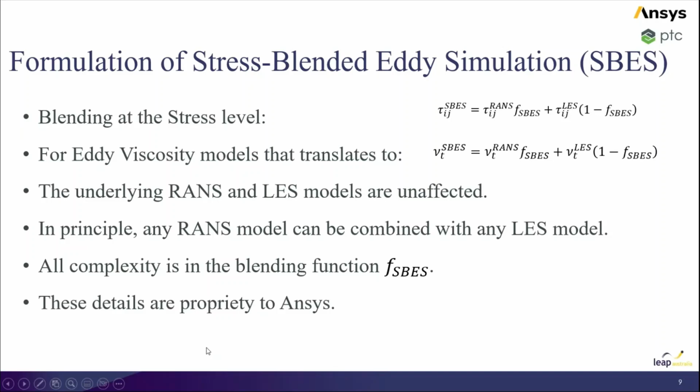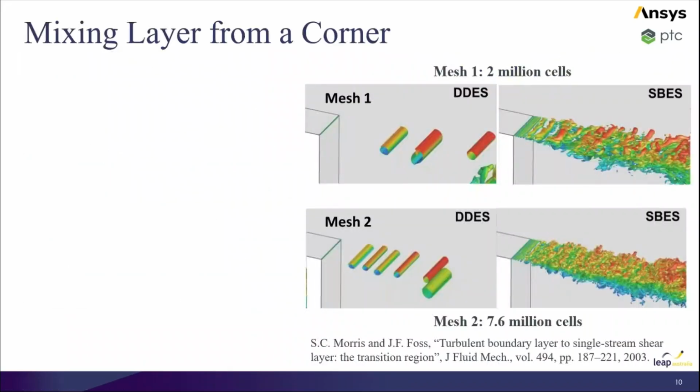Now, I can't tell you the full details of that because this is proprietary to ANSYS. The whole basis of the model is clearly defined out there, but the devil is in the detail to make it work. Now, how do we know when something's working well here? So we've got a flow here across a backward facing step, and we're going to look at the results for 2 million cells and 7.5 million cells here. And what we want to see here is what's going on.